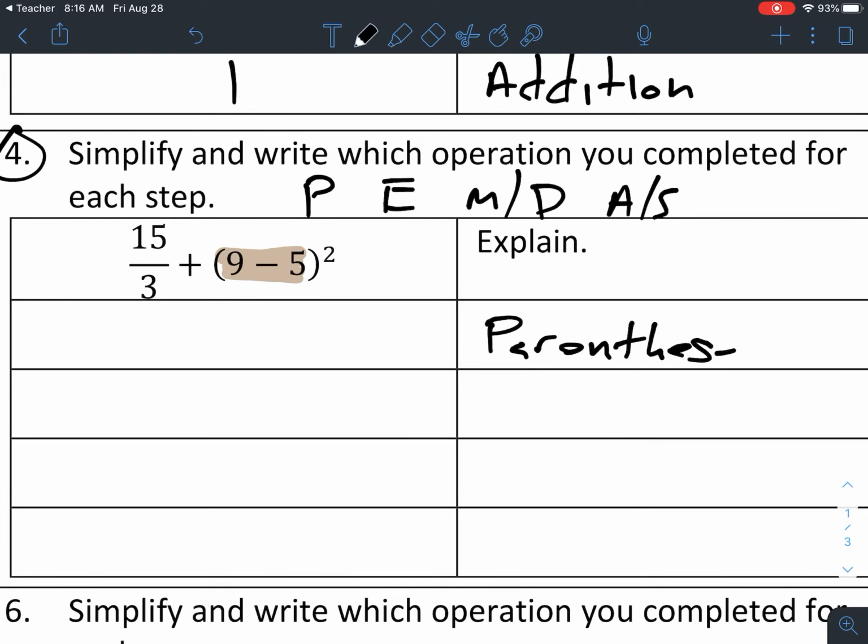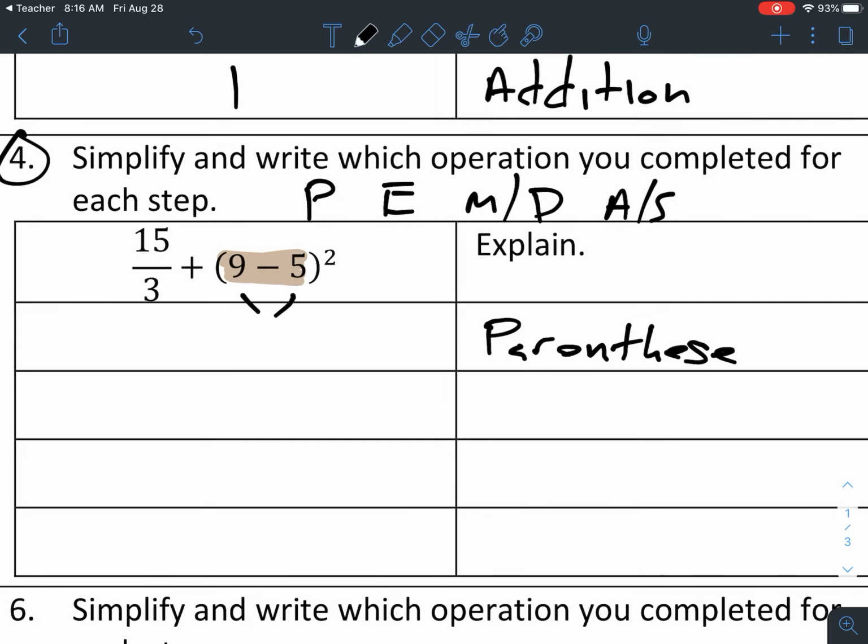So even though it's subtracting there or adding or anything else, because it's inside parentheses, we have to do that first. So 9 minus 5 will drop us down and leave us with 4. So we write the parentheses, squared, plus 15 divided by 3.